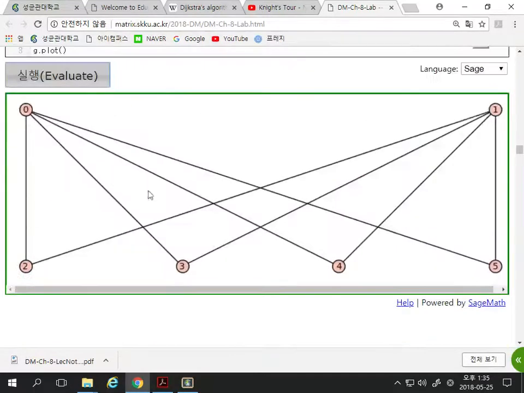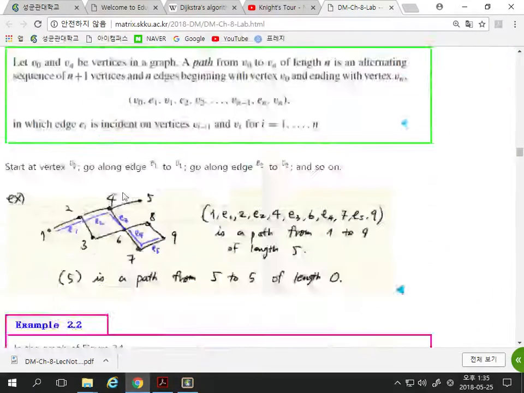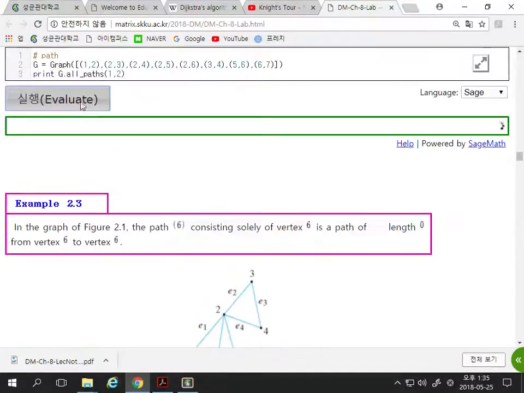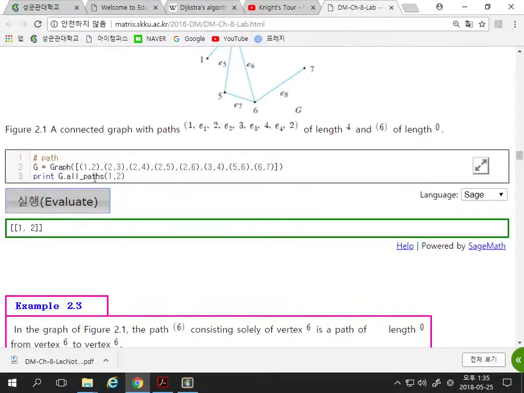This is an example of a complete bipartite graph, K4,2, and paths and cycles. You can find all the paths from 1 to 2, or you can find the path from 1 to 6. Then this is a path that you go from 1 to 6. There are two paths from 1 to 6, like this.